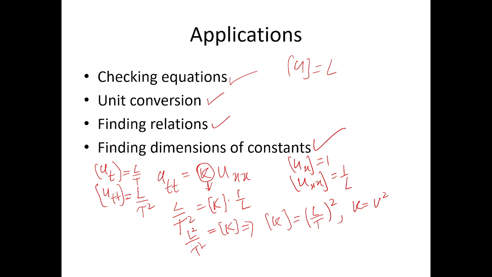So to find the dimension of the constant, you can use dimension analysis. We found that this constant is velocity square.